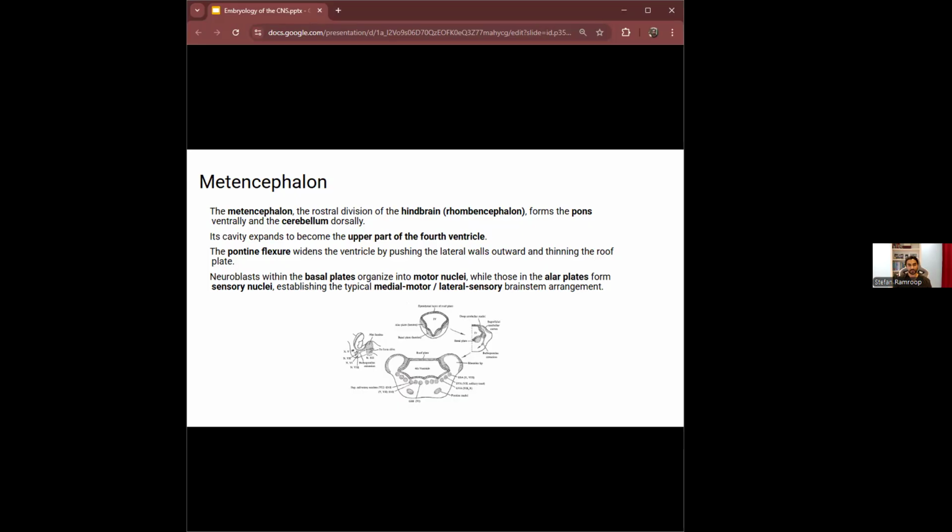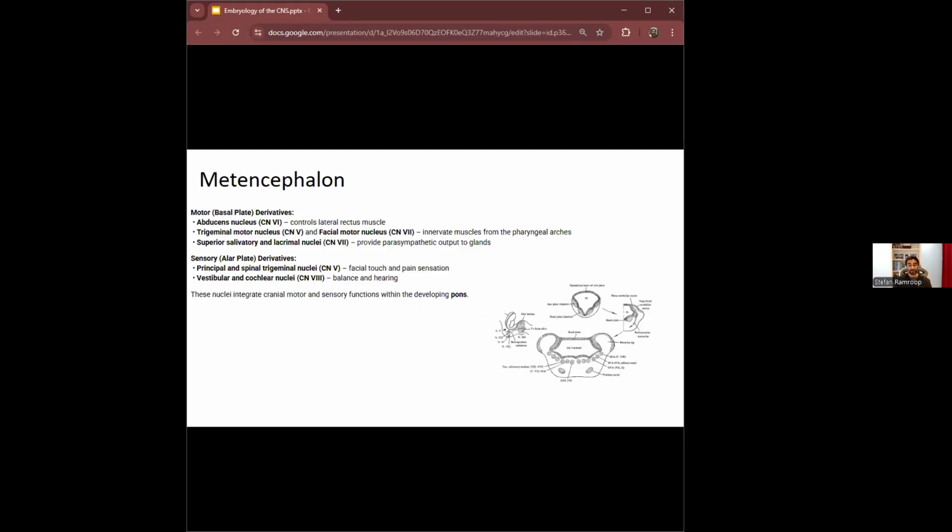diamond-shaped configuration. Within the neural tube, neuroblasts of the basal plate differentiate into motor nuclei, while those from the alar plates form the sensory nuclei, and this establishes the classic medial to lateral organization of the brainstem: motor medial and sensory lateral.